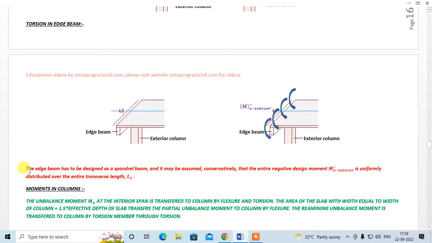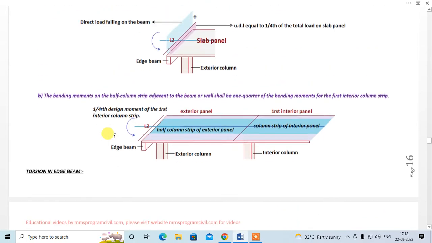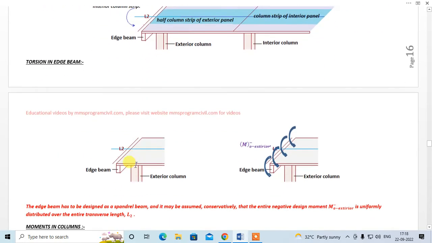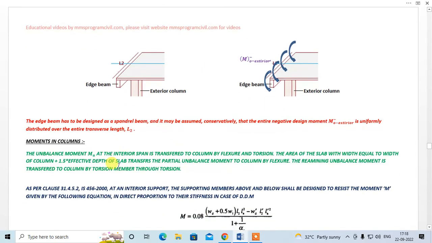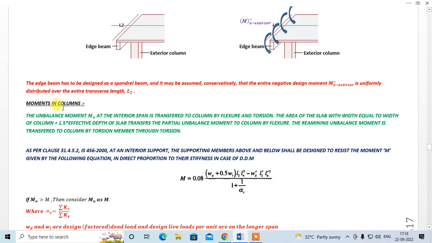Length of the edge beam has to be taken as L2, right? Okay. The edge beam has to be designed as a spandrel beam, and it may be assumed conservatively that the entire negative design moment MO exterior is uniformly distributed over the entire transfer length L2. Okay, so for this twisting moment and this load, this edge beam has to be designed. Okay, moments in column.